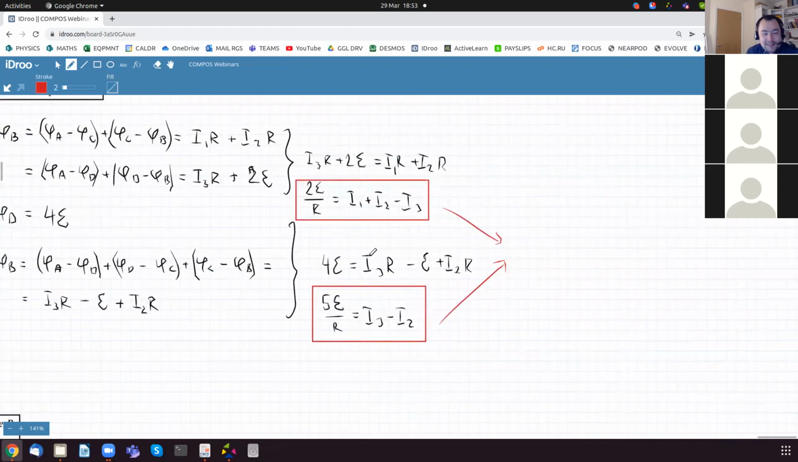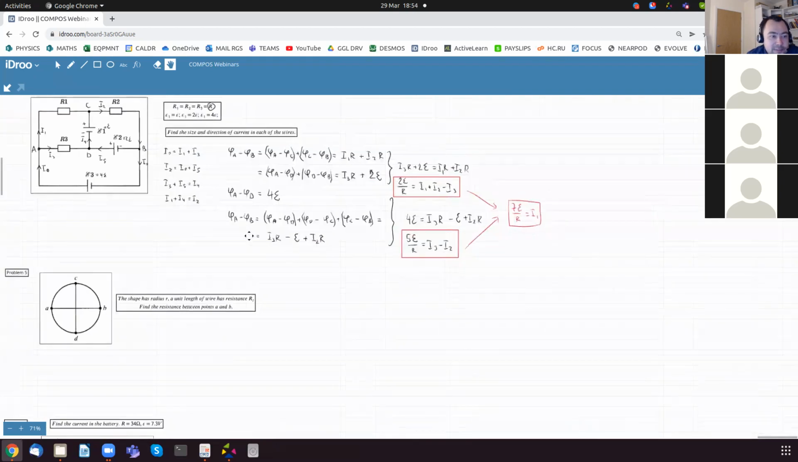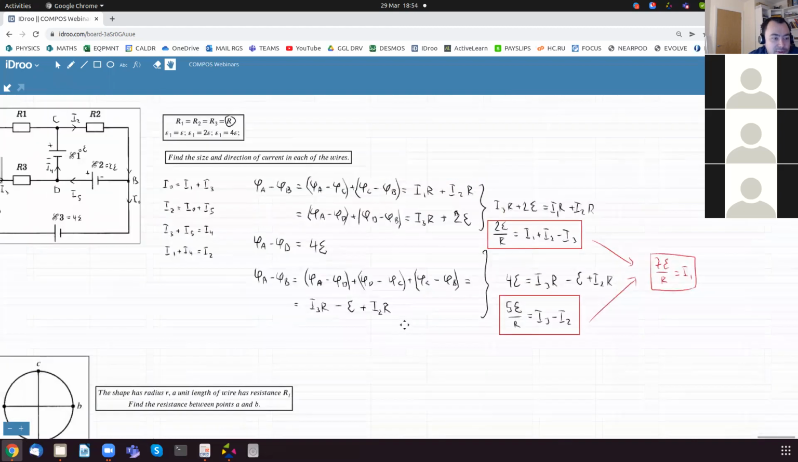And so basically, this is a simultaneous equation with 6 unknowns: I0, I1, I2, I3, I4, I5. And when you start noticing these things, oh wow, so it's 7 EMF over R is equal to I1. And this is just me being very lucky. I could have spent another half hour just solving that. And that makes my life so much easier.